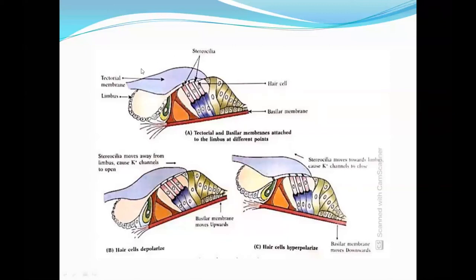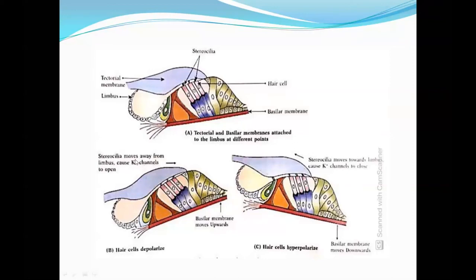this tectorial membrane is in the scala media and contains endolymph. So the processes are bathed in the endolymph, and the bases of the hair cells are bathed in the perilymph.